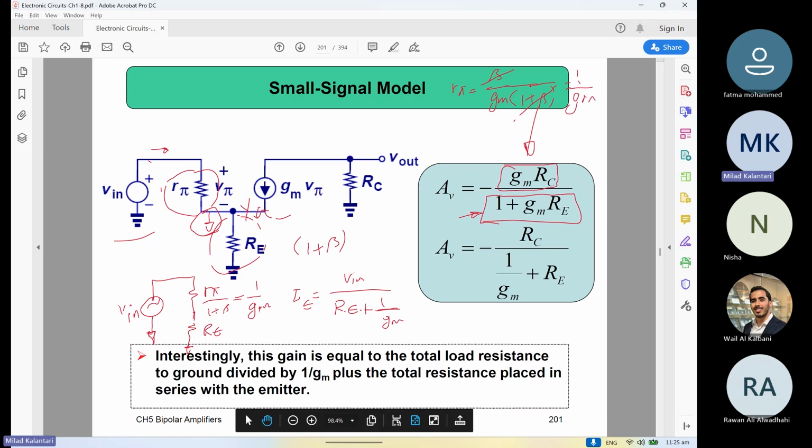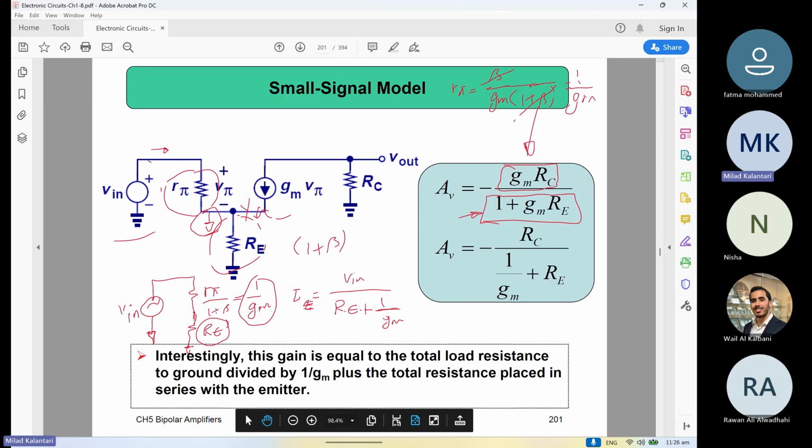I'm trying not to always write the very tough KVL and KCL equations, right? I just transfer from the input to some side, and then using these transformations, easy rules, we can directly reach the final result. So basically now we can calculate IE easily, right? It is the series of the two resistors. The value of this one is 1 over GM, the other one is RE, right? So basically the emitter current is V in over this.